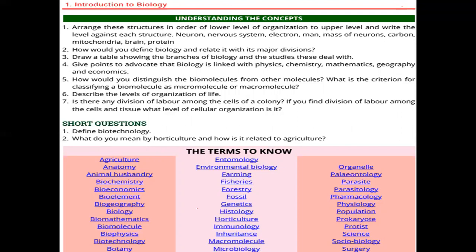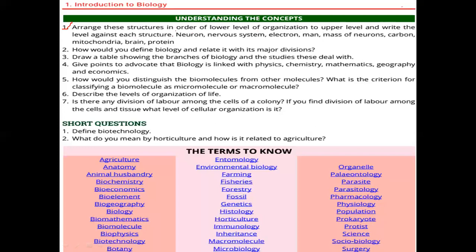Okay, so let's see some questions which are left in the exercise. You can do it in your notebook as well, but you have to do it by yourself because they are very easy, and the answer you can find from the book. Arrange these structures in order of lower level of organization to upper level. Write the level against each structure.